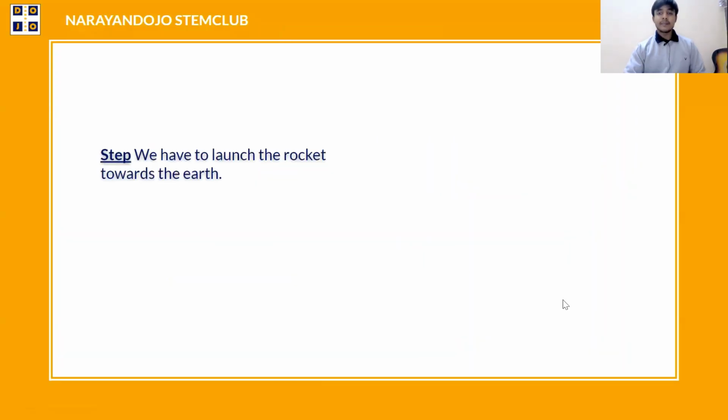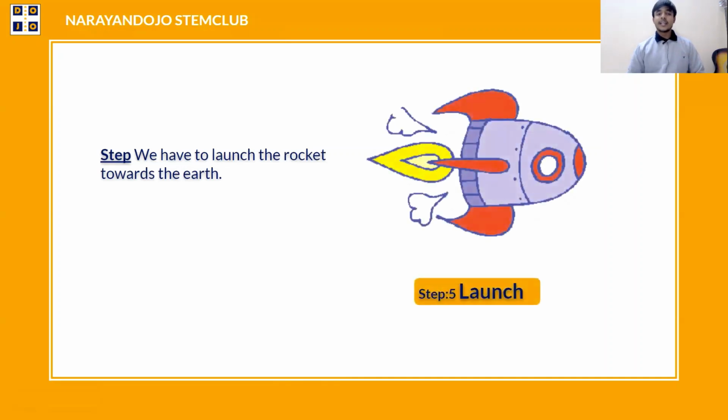And the next step, or the last step in the Lost in Space animation, is that we have to launch the rocket towards the Earth. Okay. So step 5, the last step, is we have to launch the rocket towards the Earth. Understood? No problem. Let's see on the Scratch.